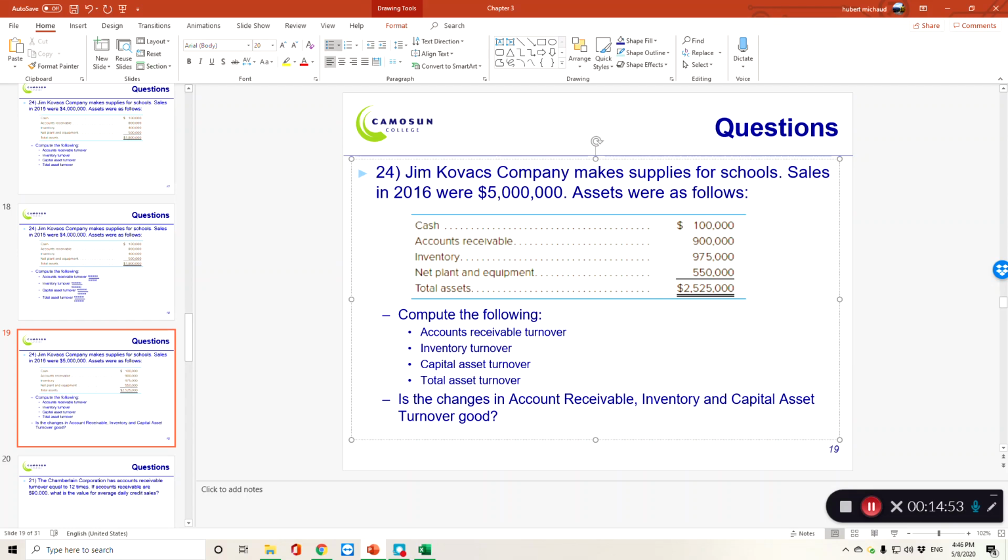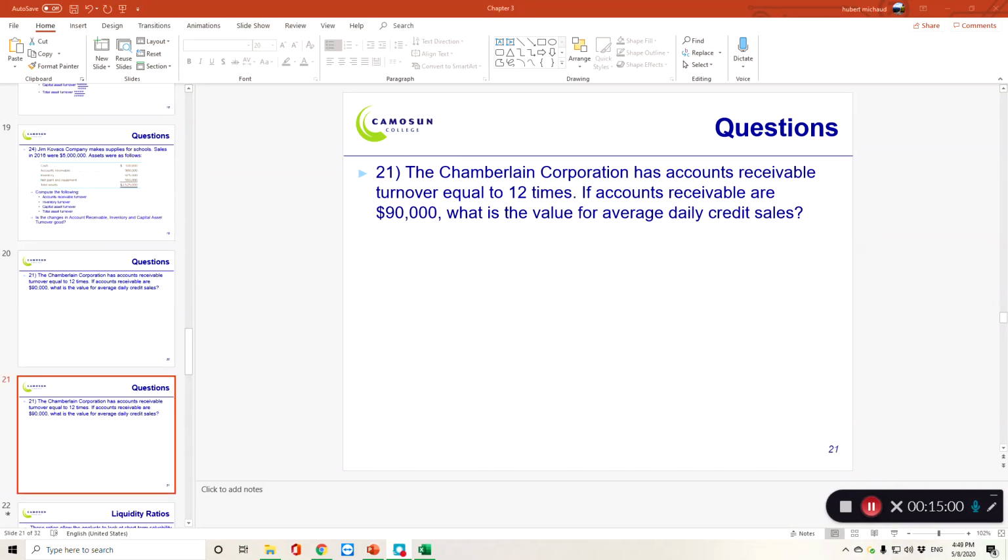The only one we prefer to be down is the account payable turnover. So I'm not going to calculate all of these again. It's the same way as what we did before. And the last question here is pretty straightforward.